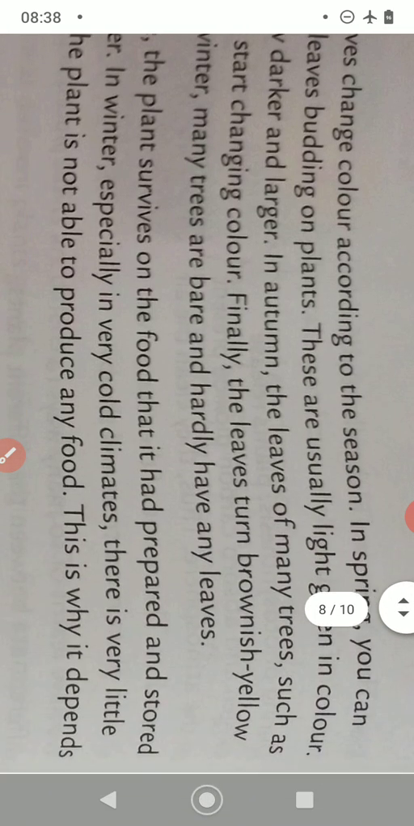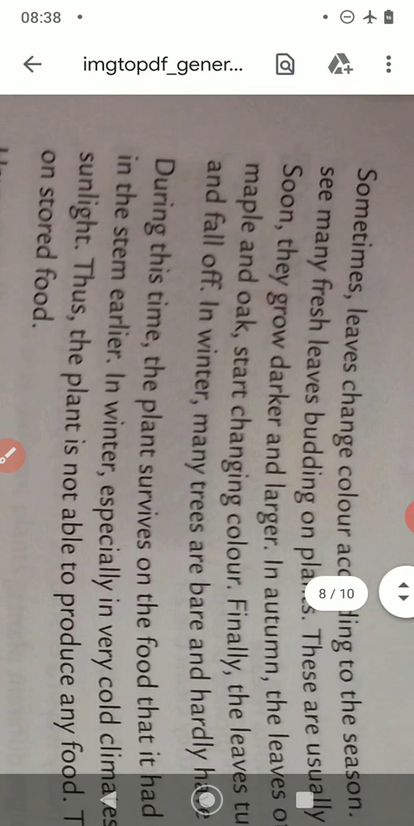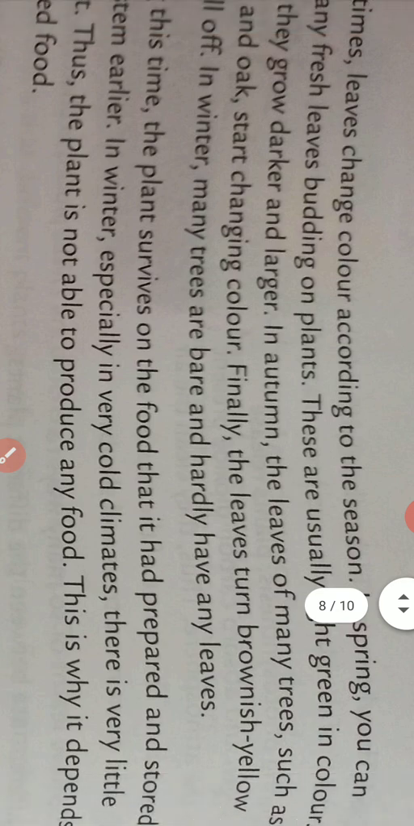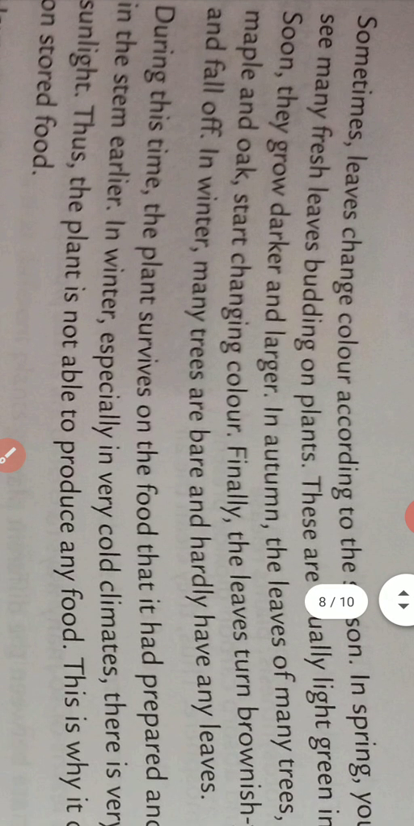In autumn, the leaves of many trees, such as maple and oak, which you don't find here, start changing color. Many of the leaves turn from green. First, they are light green in color. Then they grow older, they become dark green, and then finally they become yellow and brown, and then they fall off. So finally, leaves turn brownish yellow and fall off.